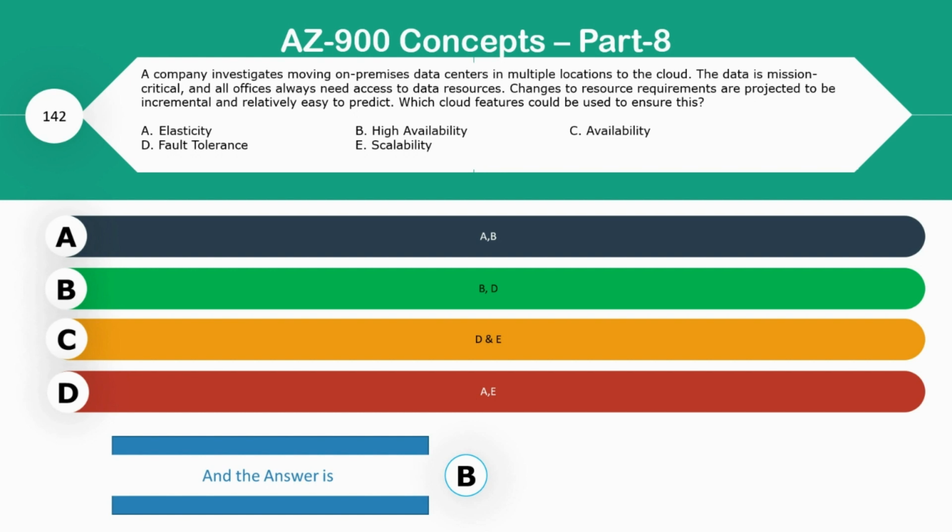Let us discuss the reason for that. Fault tolerance and high availability is the right answer. The question says that it is mission critical and the resource requirements are predictable. So these are the two words that you should remember. Considering these two parameters, the right answer is fault tolerance and high availability. The other things like elasticity and scalability are not the matters considering the requirement as stated in the question.